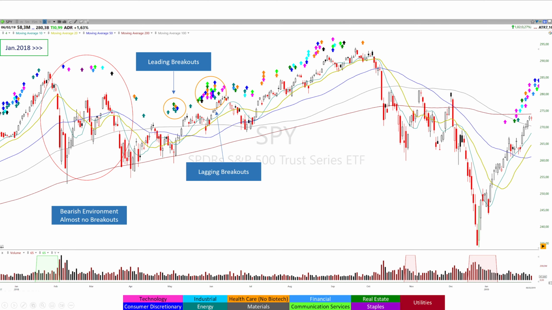And then you see the lagging breakouts, which wait for an overall market confirmation. We see that on the chart, SPY having a first leg, then a consolidation, and then we see more breakouts happening. I call this situation lagging breakouts. And then the last point highlighted on this chart was a bearish environment and market correction at the end of 2018 for a couple of months, where we see there are no breakouts at all.